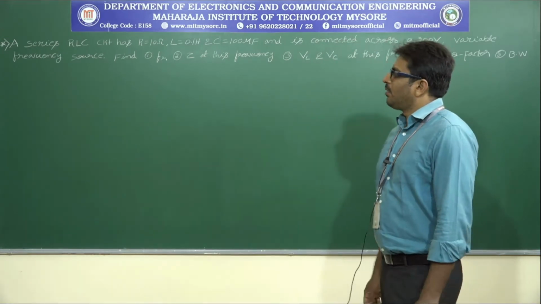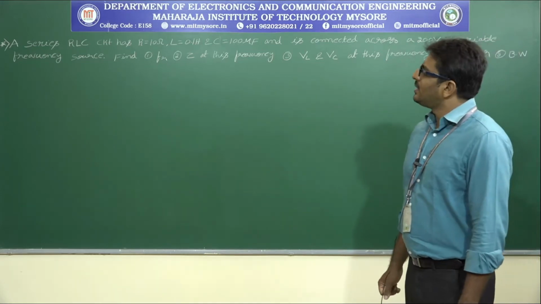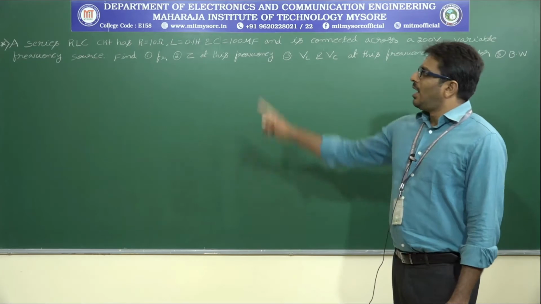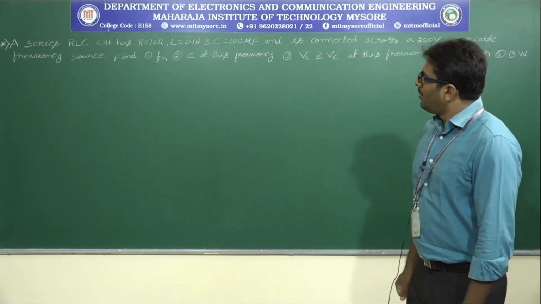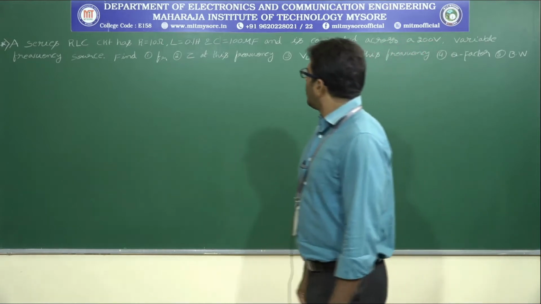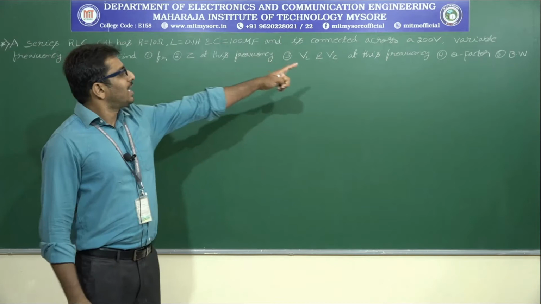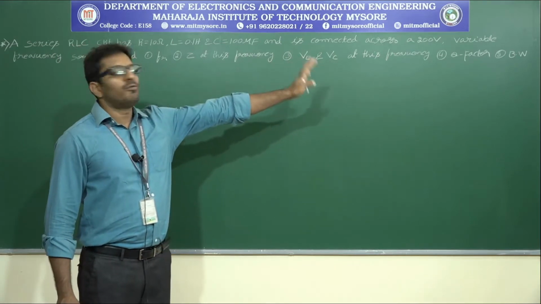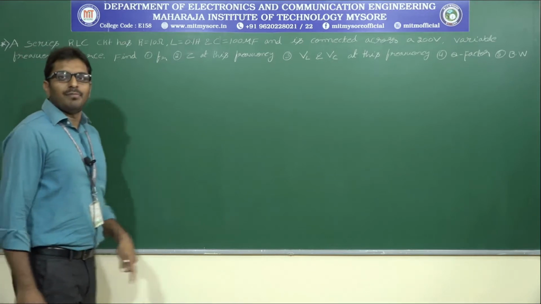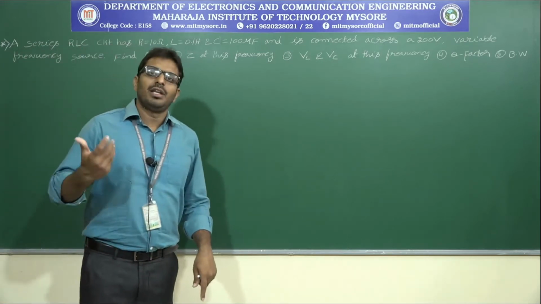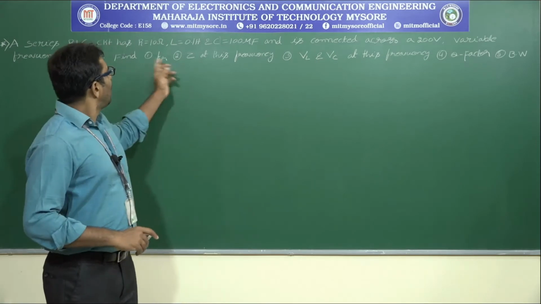See the first problem. A series RLC circuit has R equal to 10 ohm, L equal to 0.1 Henry and C equal to 100 microfarad, and is connected across a 200 volt variable frequency source. Variable frequency source means we can change the frequency of the supply.